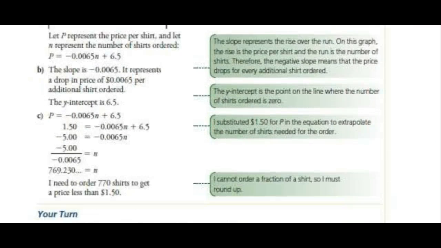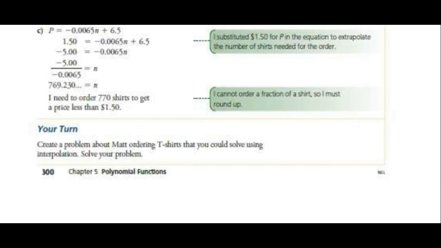Again, they're showing the math solution, and it says, I need 770 shirts. You can't order a fraction of a shirt, so it's rounded up. At that point, who's going to order 769 shirts, right? You're going to go to the next highest one. But you might be phoning them and say, how many shirts do I need to order? And they could say 769 or 770 or whatever.